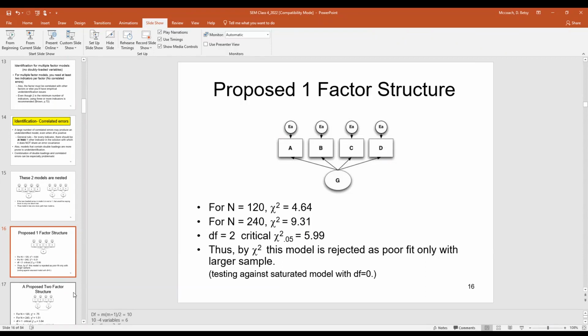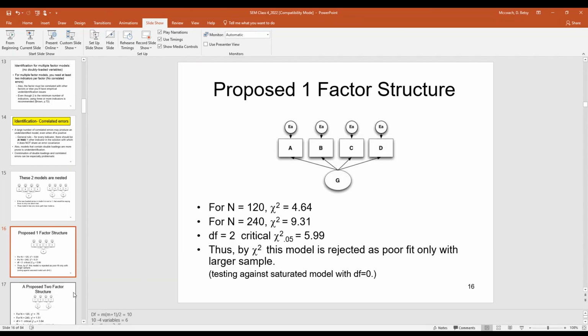Now notice though what happens when I use the same variance covariance matrix, and now I just imagine my sample size is 240 instead of 120. Well, now my chi-square, which is a function of the fit, but also the sample size, jumps to 9.31, right? So that's quite a big jump. It almost looks like it's double, but it's not necessarily going to be exactly double. That's a coincidence.